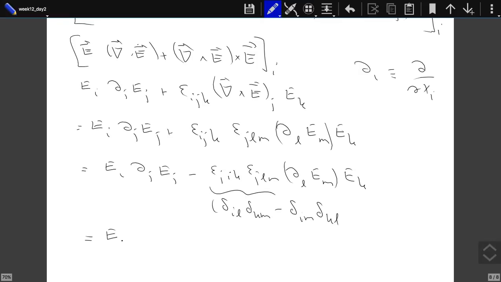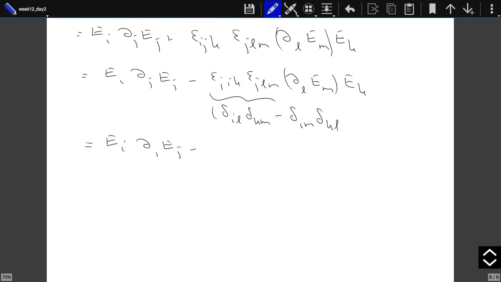This is equal to E_i ∂_j E_j minus ∂_i E_k multiplied with E_k, plus ∂_k E_i E_k. Do you agree?